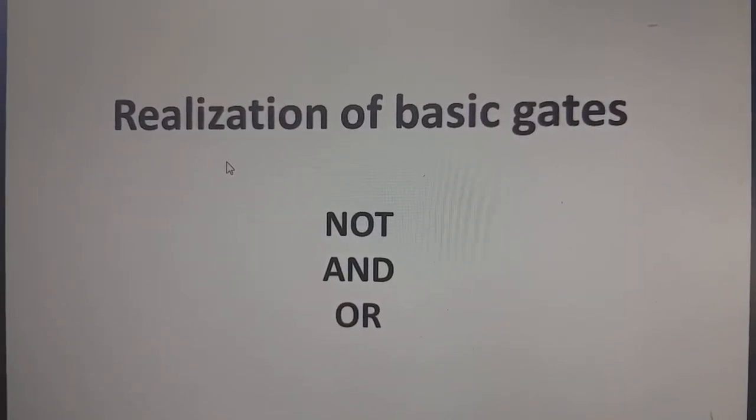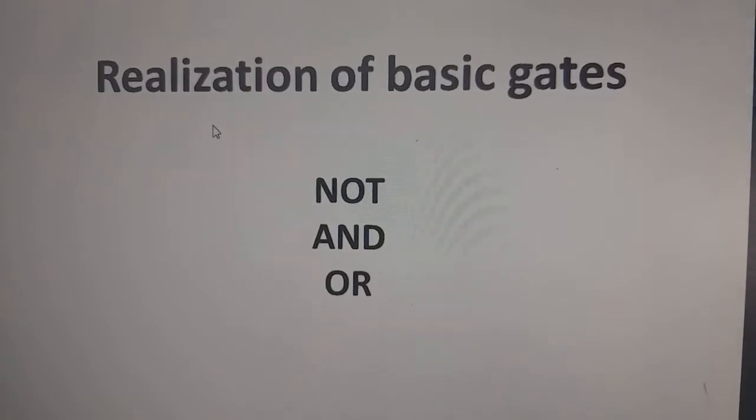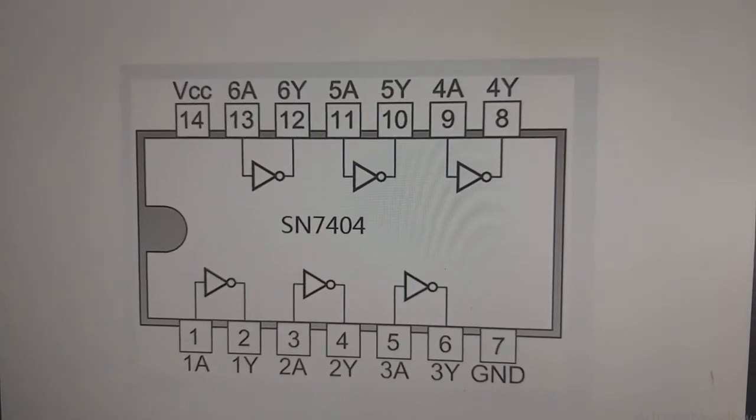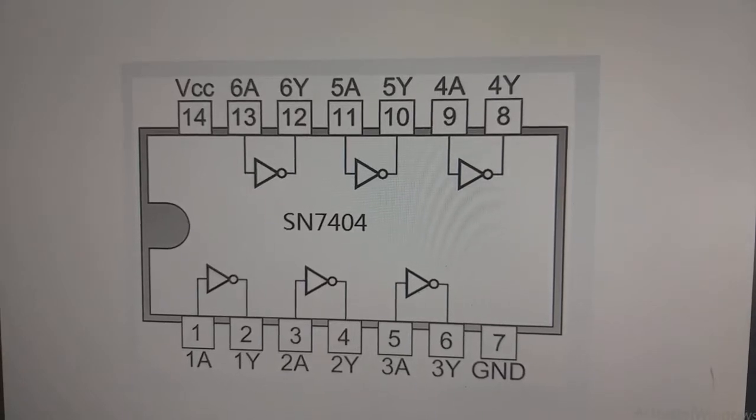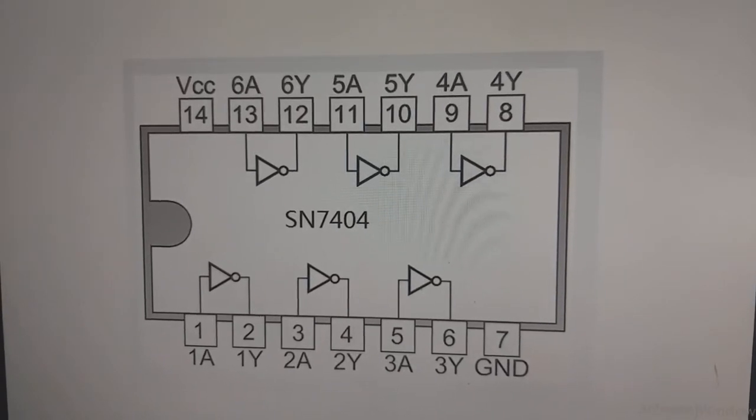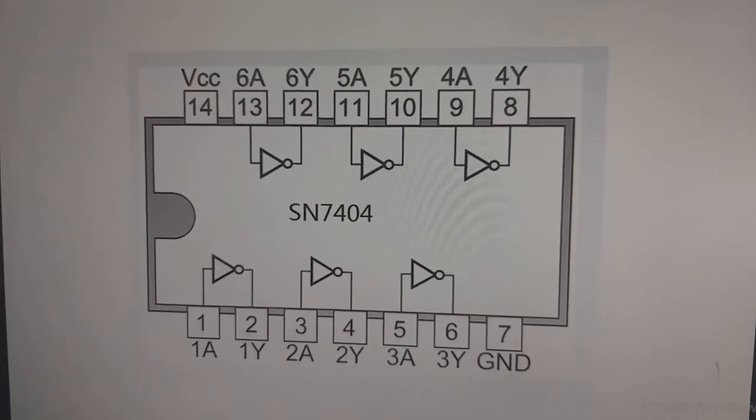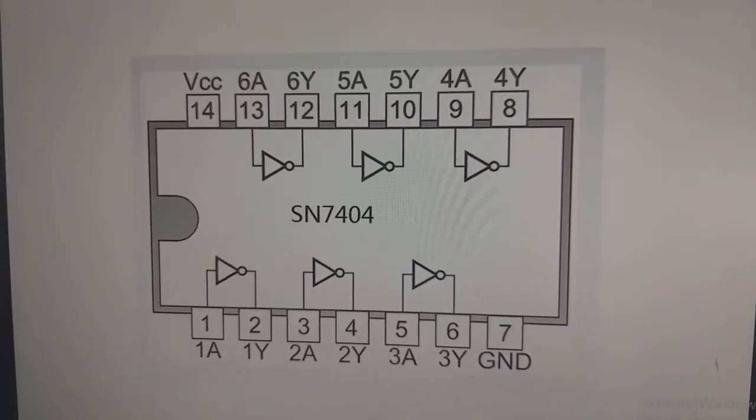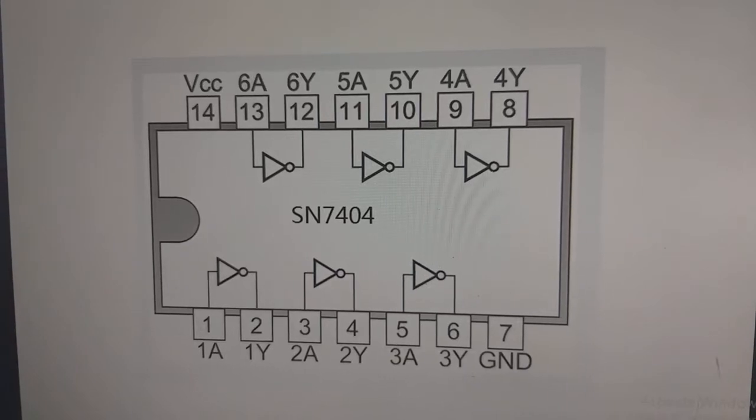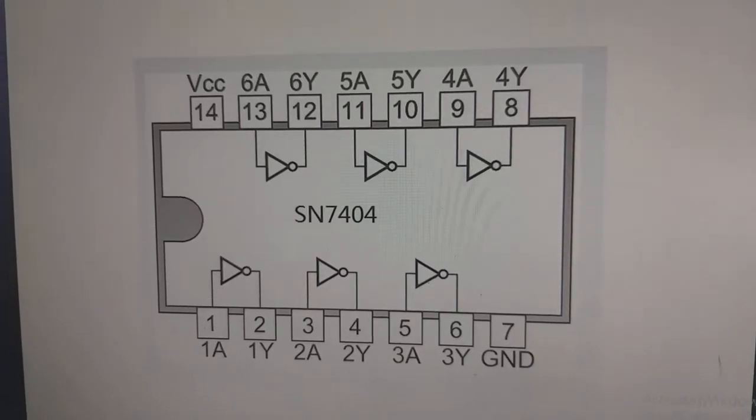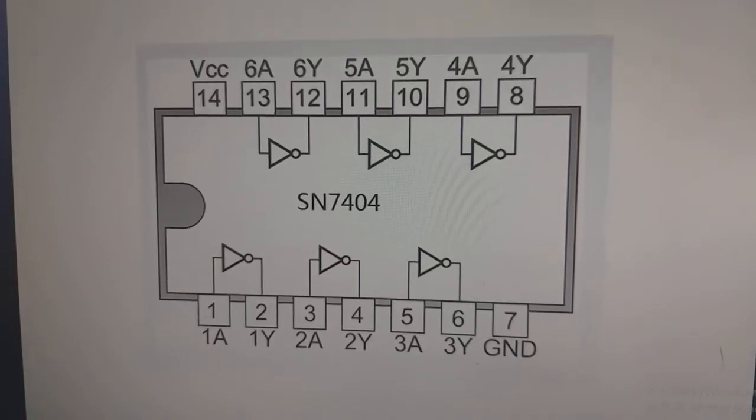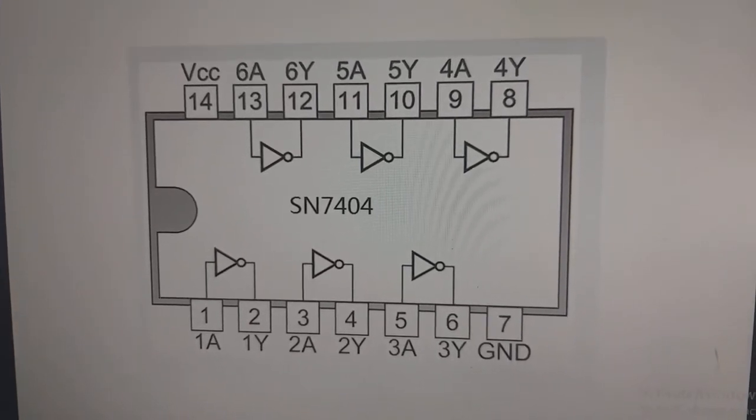In the sense, the integrated circuit of the NOT gate looks like this. So you have the IC number, 7404. In this integrated circuit, there will be 6 NOT gates, as shown in the pin diagram. Pin 1 will have the input, pin 2 will have the output. Internally the circuits are designed such that 1 is given as input, 2 is given as output. So like this we will have 6 gates.